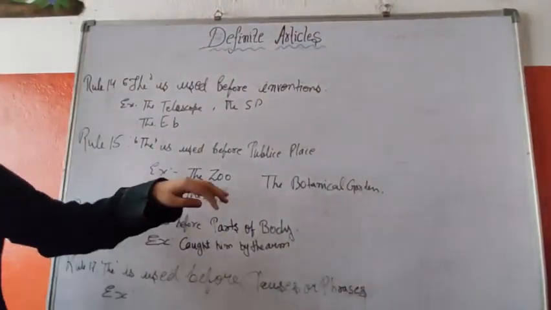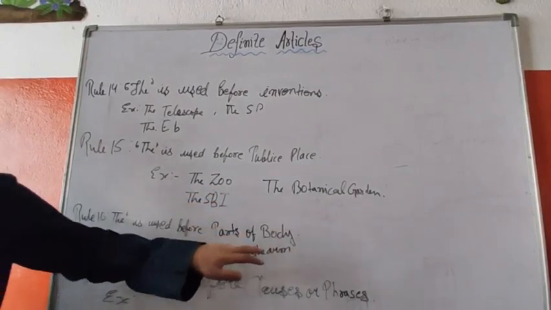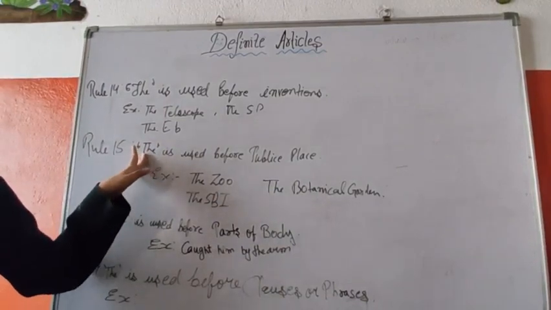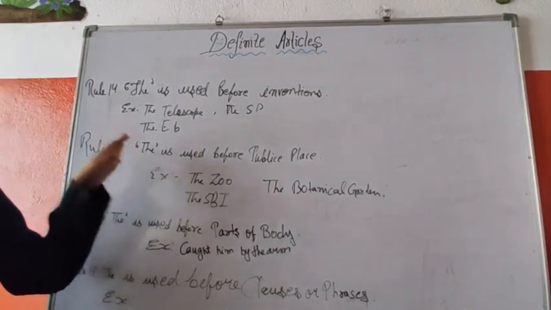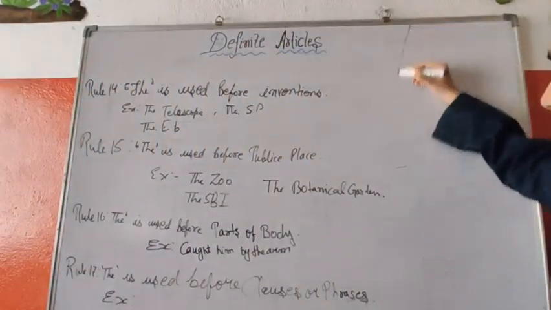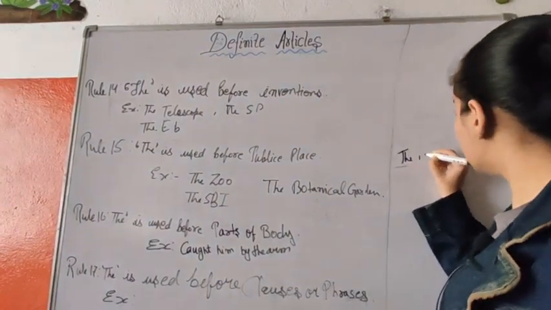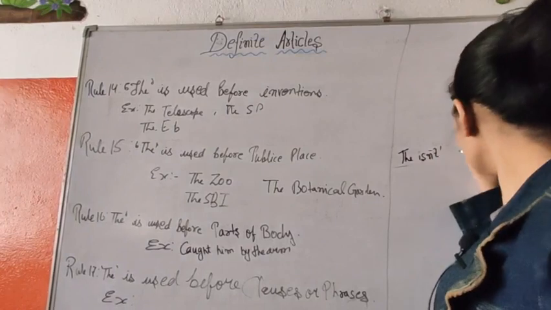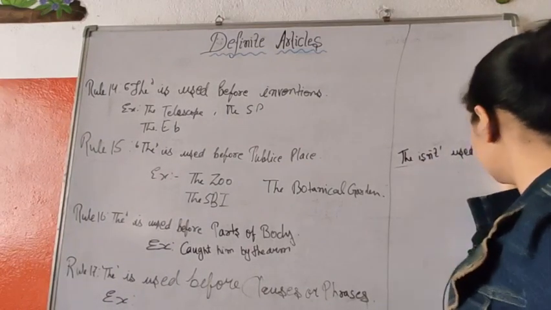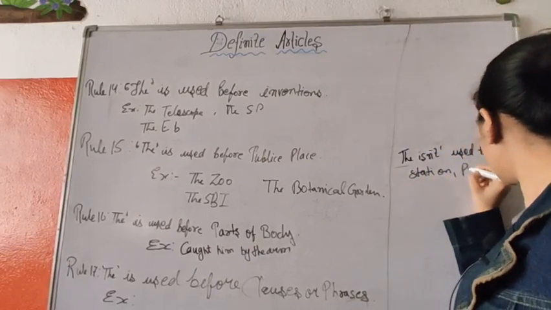But guys, there is also one exception. What is that exception? That "the" is not used before the station, parks, road. "The" is never used before station, parks and roads.